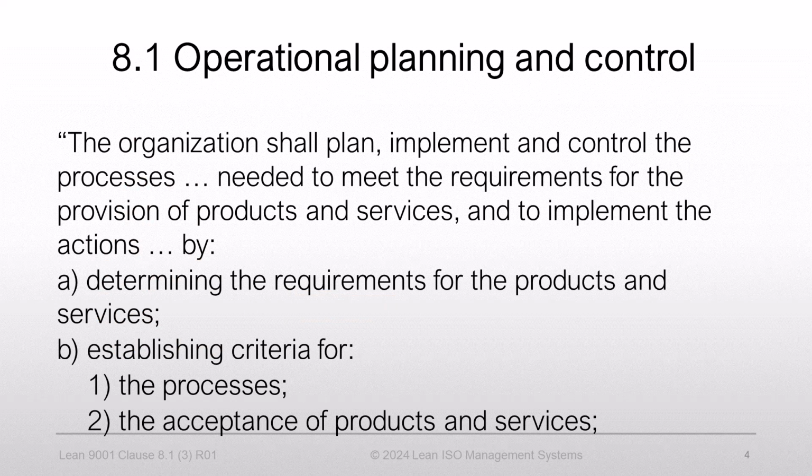Digging deeper, we will find that this clause contains many requirements similar to other elements. So, let's eliminate duplications to clear the picture. We will skip the first requirement, determining the requirements for the products and services, as it is spelled out in the following 8.2 subclauses. The following requirement, B, establishing criteria for the processes and the acceptance of products and services, will stay. We need to discuss it.